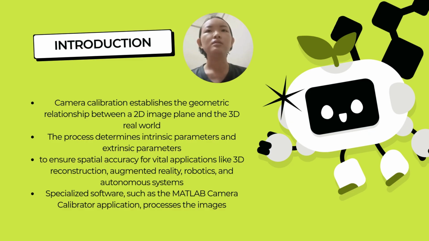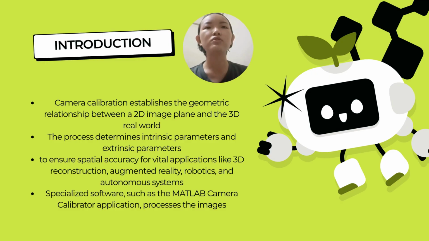Camera calibration is an essential procedure in computer vision and image processing that establishes the crucial geometric relationship between a 2D image plane and the 3D real world, enabling accurate spatial interpretation. This process determines key intrinsic parameters and extrinsic parameters while also correcting for common lens distortions such as radial and tangential effects that warp straight lines.